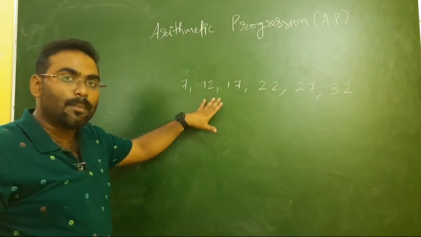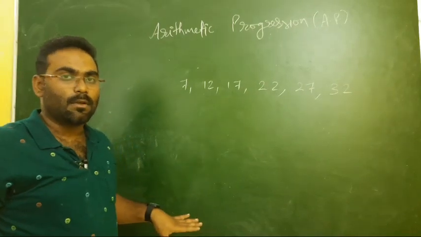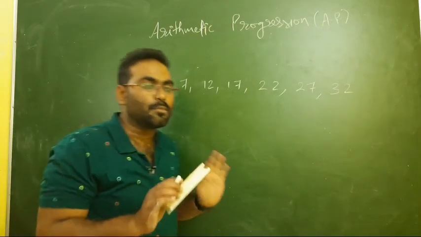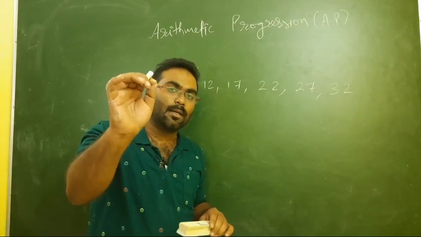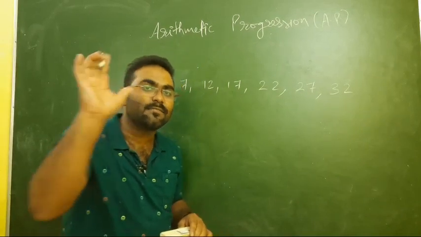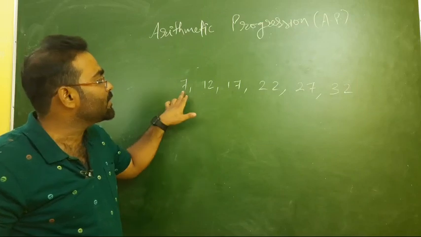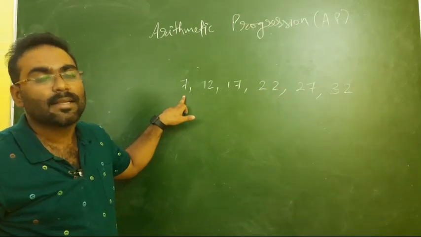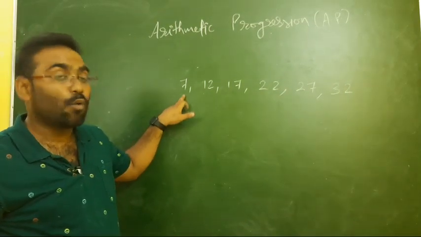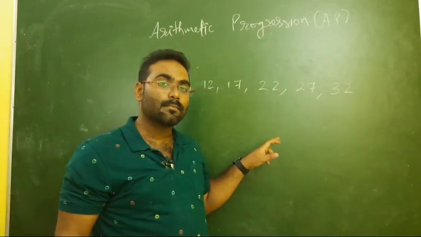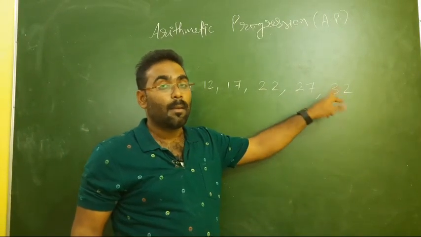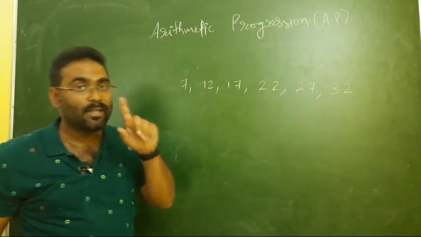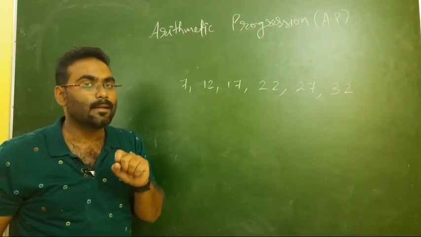If I talk about only this question, we have to learn some terms. So the first term, if I ask you, beta, tell me what is the first term? You would say that the first term is 7. Is it so? Yes. And what is the last term of the series? The last term of the series is 32. Correct? But now here, one thing you have to understand.